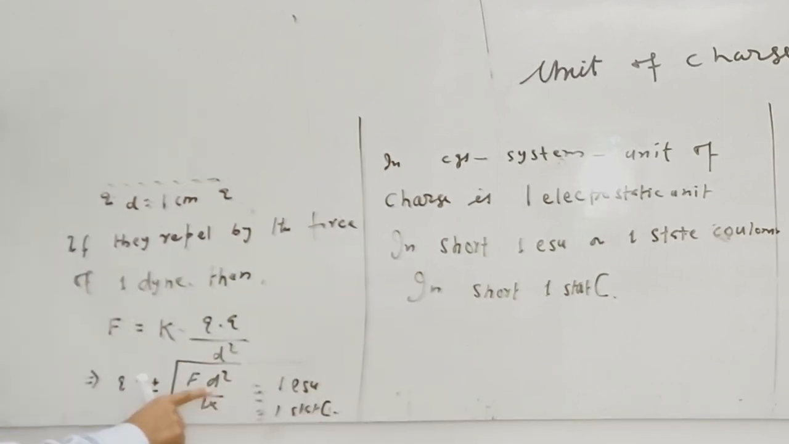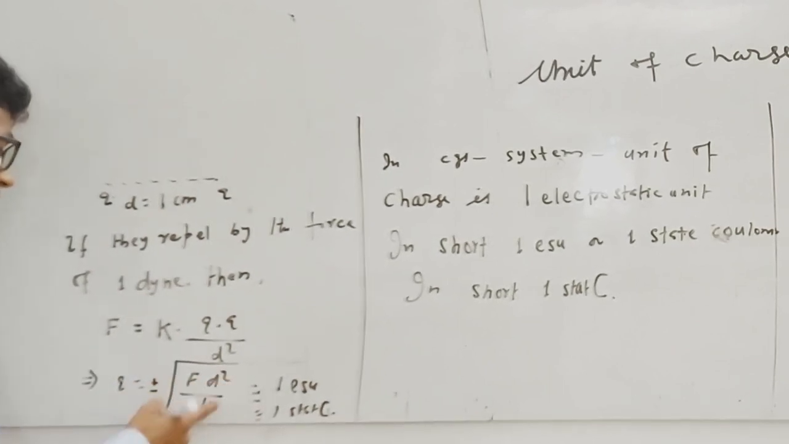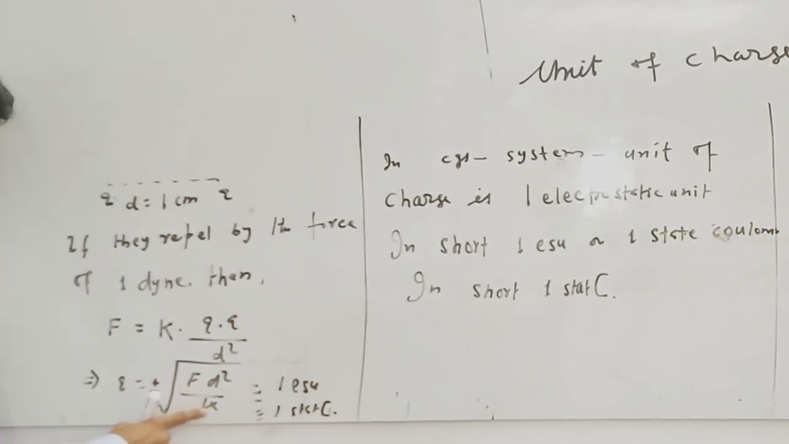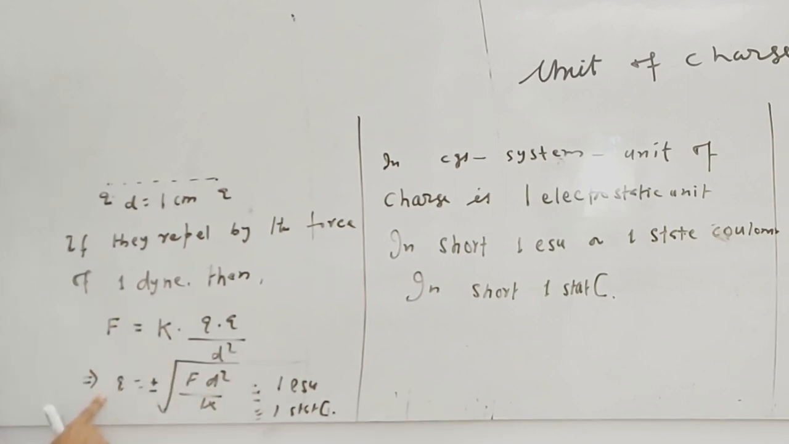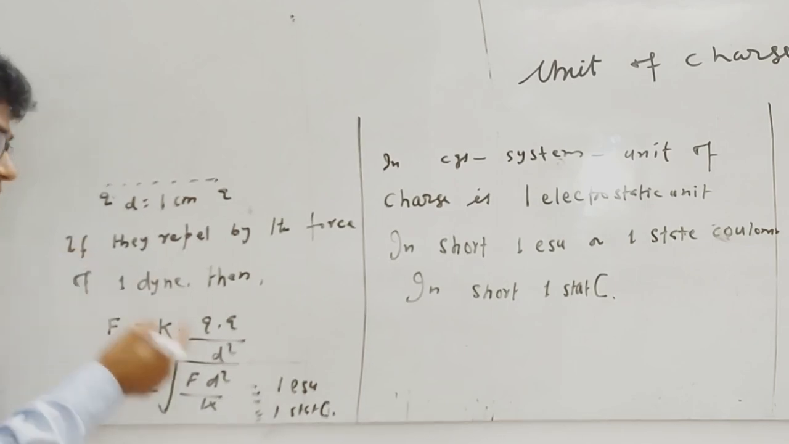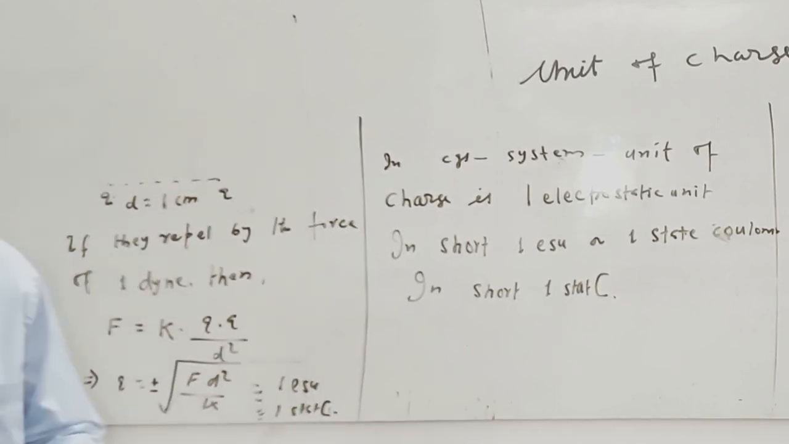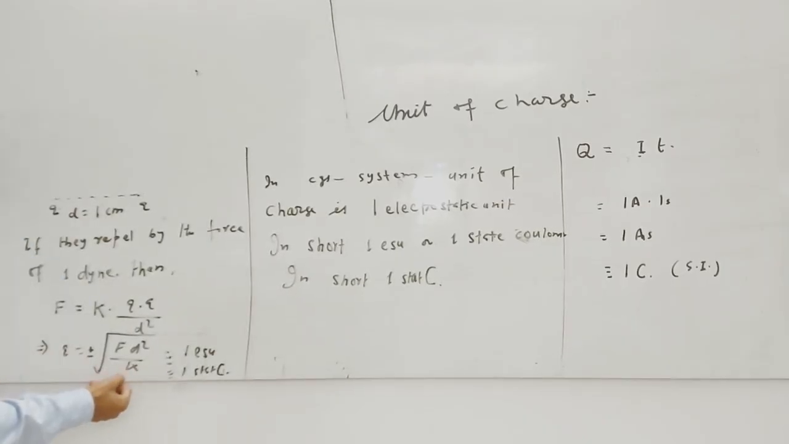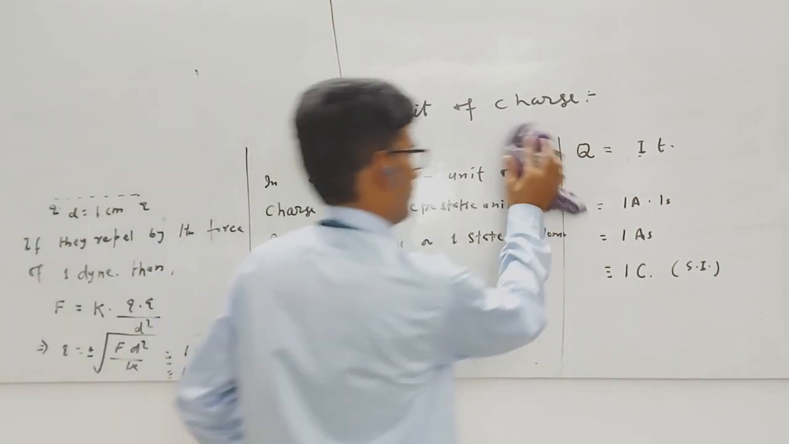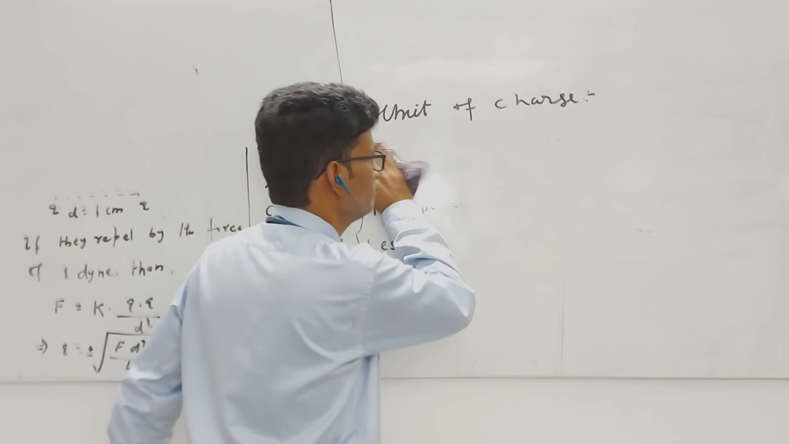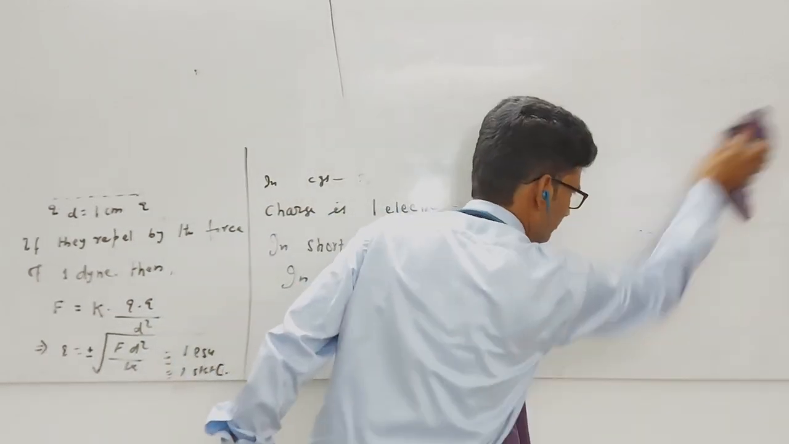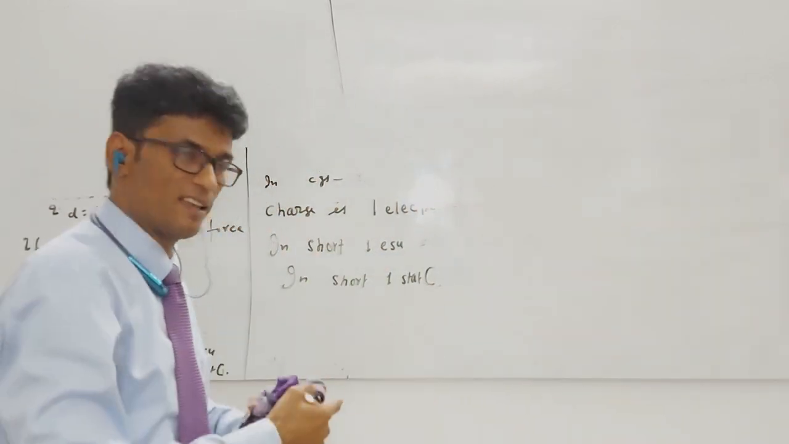For which, what is the value of K? You have to adjust the unit because it is 1 dyne and 1 centimeter square. Guess the unit of K. So Q comes out to be 1 ESU in CGS system, or 1 statcoulomb. It is up to you. What is the value of K for which Q comes out to be 1 ESU? Work it out yourself. If you have a problem, then ask in a comment. We will show you in the next class.